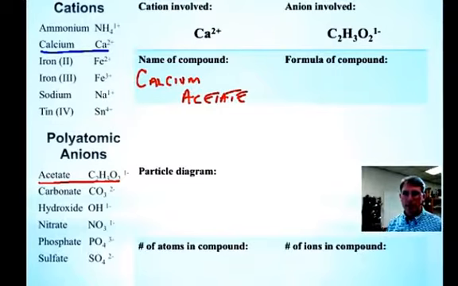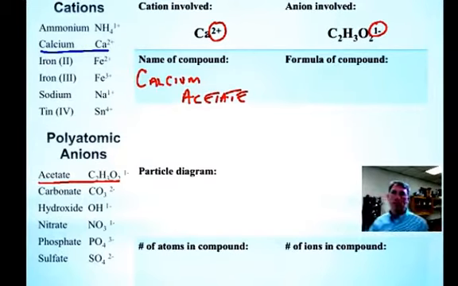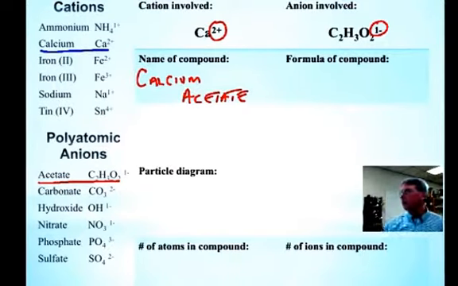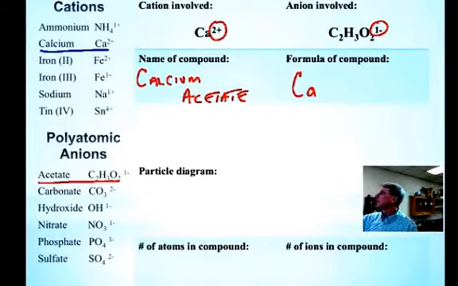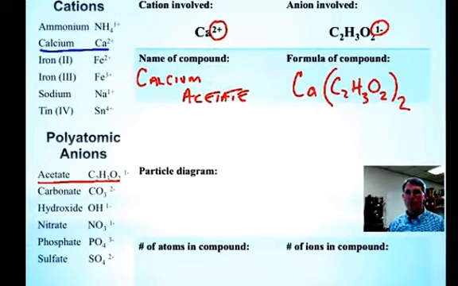Now the formula of this compound. When we look, we can see that we have a +2 charge and we have a -1 charge. That does not equal 0. So in order to get this thing to balance out, I'm going to need 2 of the acetate ions. I'm going to need 2 of my -1 ions to balance out my +2 ion. So the way I'm going to write that is to say calcium, and then I'm going to need parentheses, a C2, an H3, an O2, and I'm going to need 2 of them. Okay, so 2 of the acetates with a -1 charge, balancing out 1 of the calciums with a +2 charge.